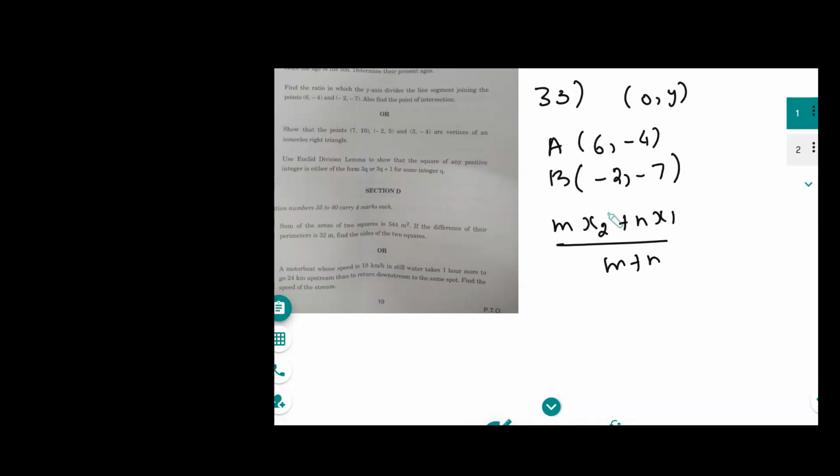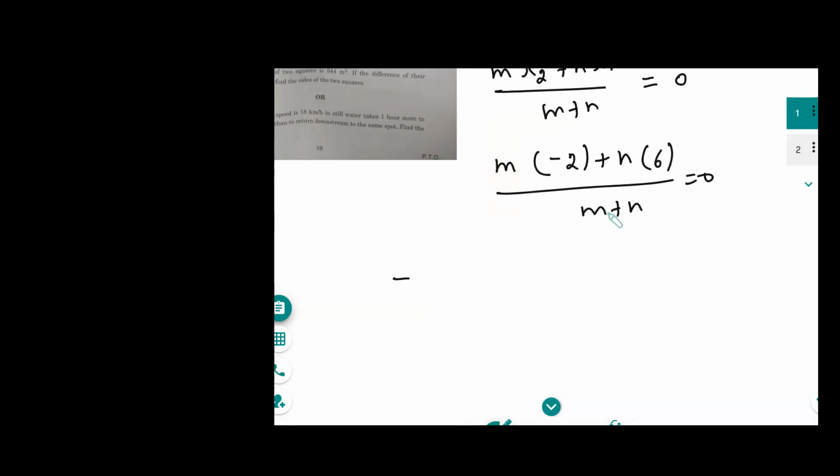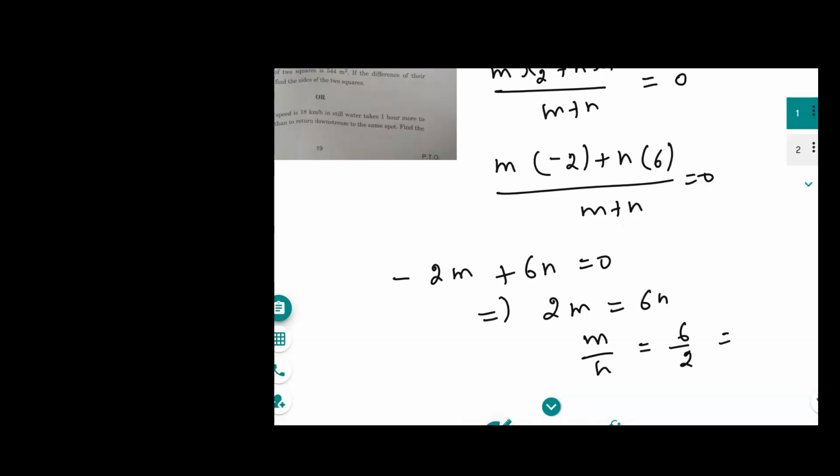So let us now first find out the x coordinate. Because the x coordinate is equal to 0, we can equate it to 0. So m into x2, which is minus 2, plus n into x1, which is 6, divided by m plus n is equal to 0. This shows that minus 2m plus 6n is equal to 0, or 2m is equal to 6n, or m by n is equal to 6 by 2, which is equal to 3 by 1. So the ratio m is to n is 3 is to 1.